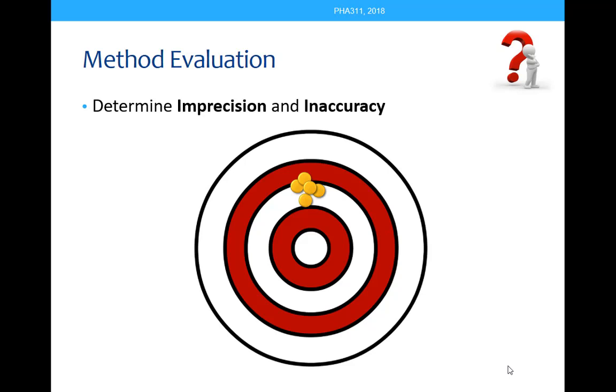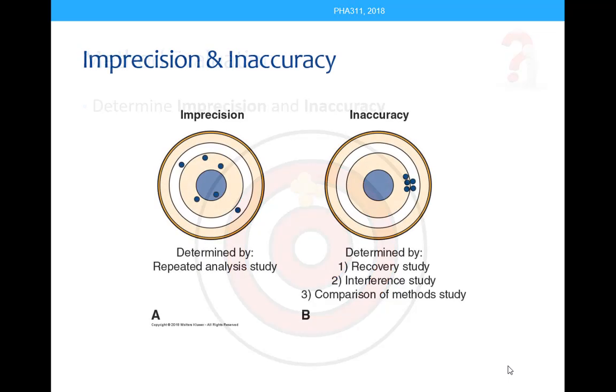How would you know? As a laboratorian, if the test is not giving you the result that you want, you should be able to investigate why this test is being inaccurate or imprecise. There are certain tests that you can do. For imprecision, you just do a repeated analysis study. So you repeat the analysis many times, and you can find out that this assay is imprecise. For inaccuracy, you have to do a recovery study, interference study, or comparison of method study.